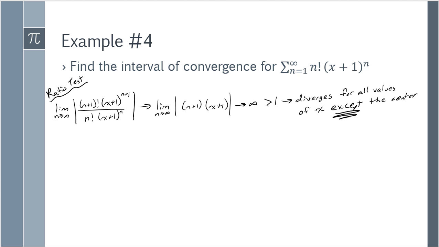So identifying the center, what I notice is that the x plus 1 looks like x minus negative 1. So I'm really just seeing x minus what? Well, it's always x minus the center if you think about how we build our series. We're always doing x minus the center, x minus the center, x minus the center. So in this case, my interval of convergence is just the center, which in this case would be negative 1.